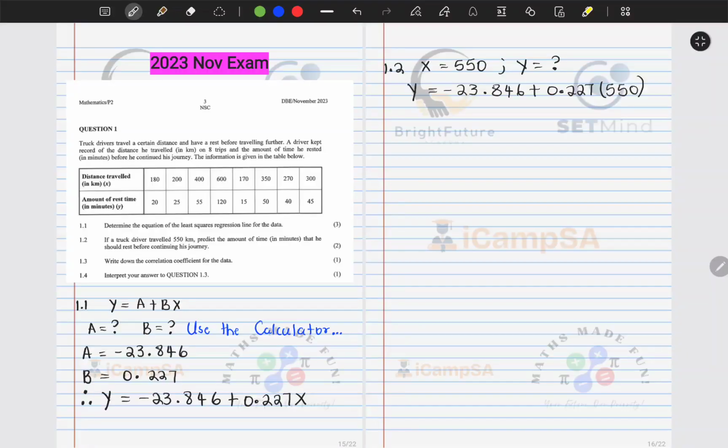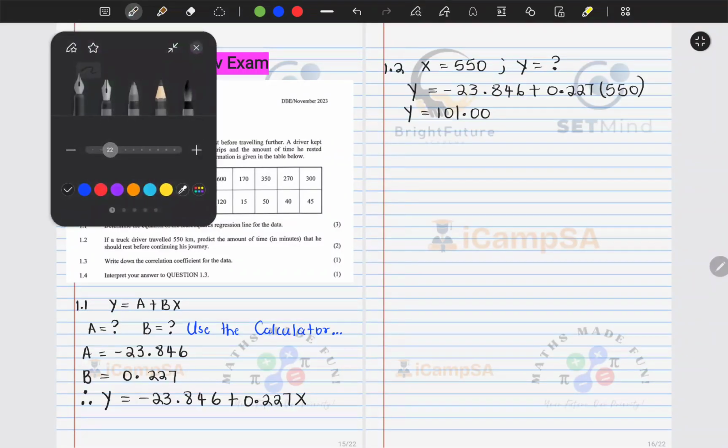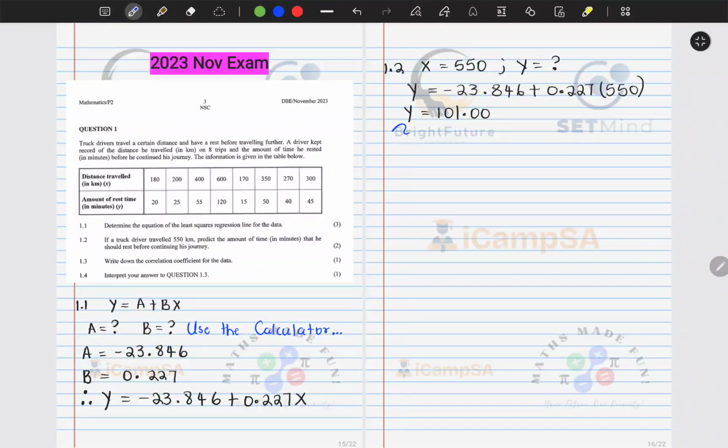I'm just going to quickly use my calculator: minus 23.846 plus 0.227 times 550. Okay, and the y that I'm getting is 101.00, if I round off to 2 decimal places. So what does this mean? It means if we look at our answer, the driver should rest about 101 minutes. Okay, so that is what this means.